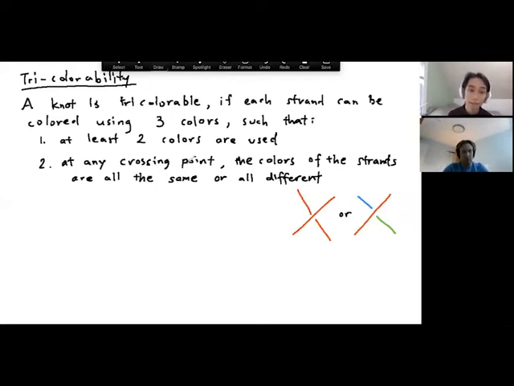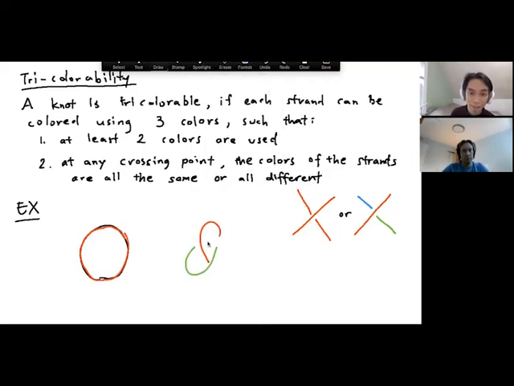And also, secondly, at any crossing point, the colors of the strands have to be either all the same or all different. So we have 2 pictures on the right here that illustrate that. They have to be all the same or all different. So let's explore tricolorability on the 2 knots that we talked about before. The trivial knot turns out not to be tricolorable, because if we put any color on the strand, it would only have to be 1 color, and that violates the first rule. Whereas the trefoil knot is tricolorable by this coloring.